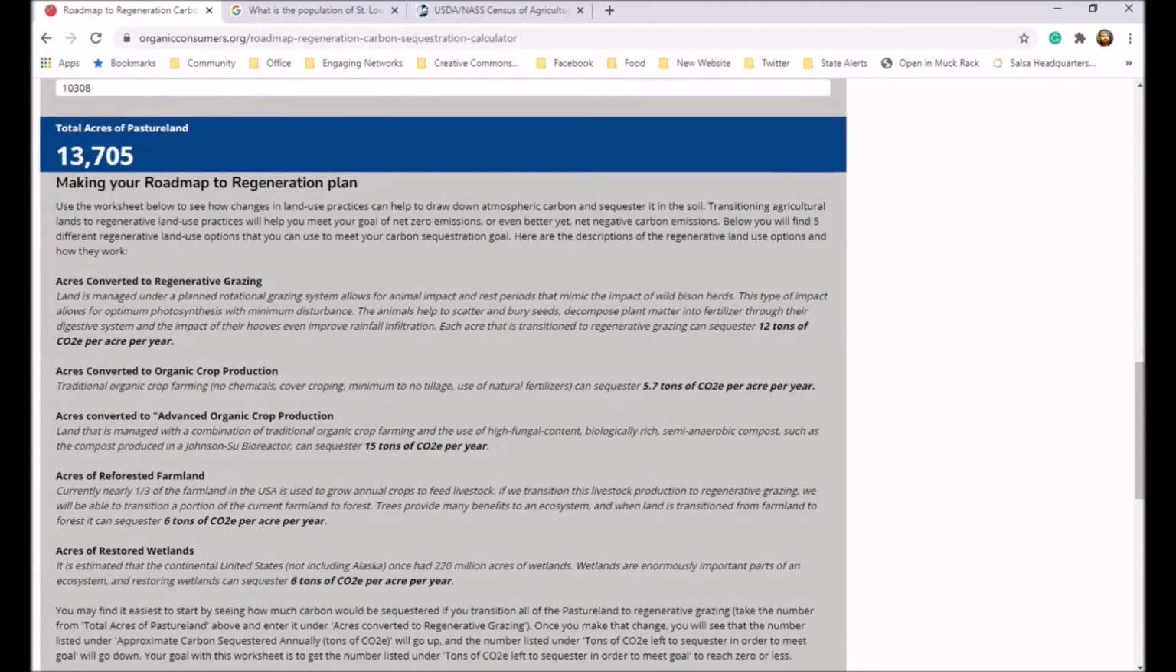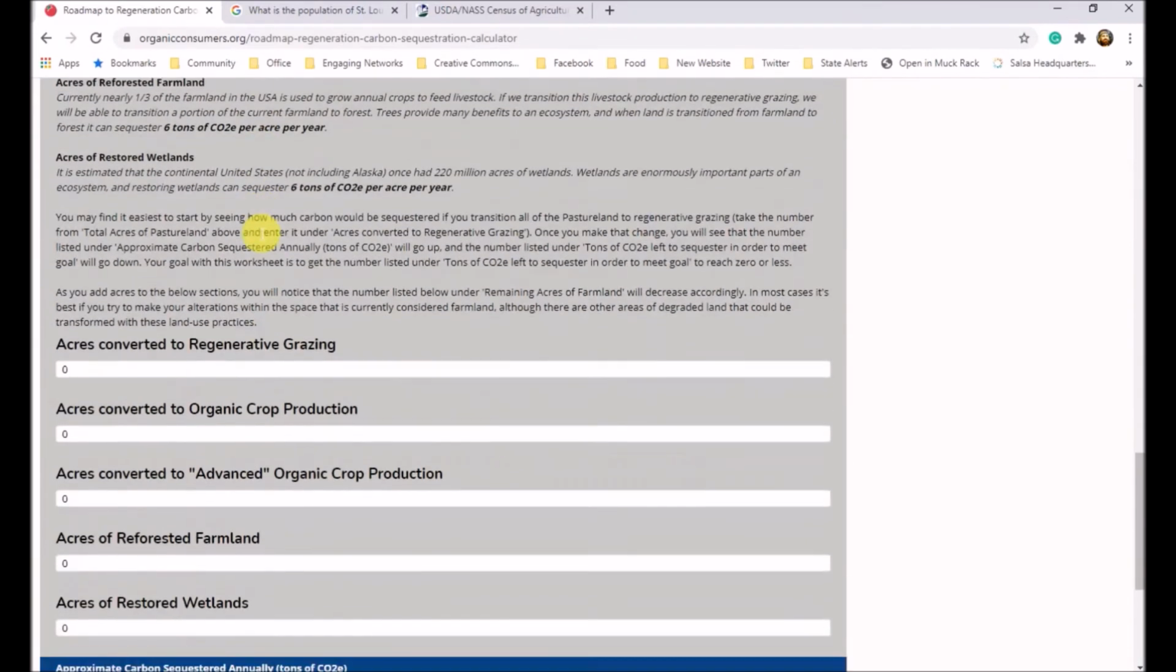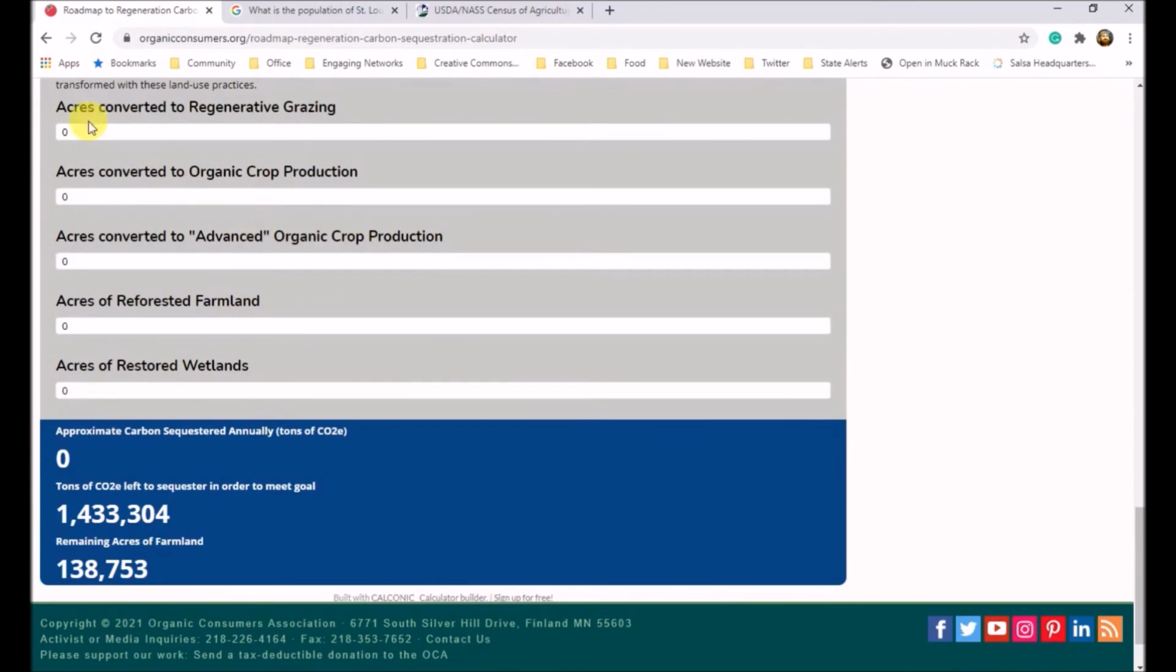It might be easiest to start by entering the total acres of pasture land into the acres converted to regenerative grazing field. Once you do this, the calculator will show you how much carbon could be sequestered if all of the pasture lands in your area were converted to regenerative grazing. You will also see that the number of remaining acres of farmland will decrease. This will help you to know how much agricultural land you have remaining in your area.